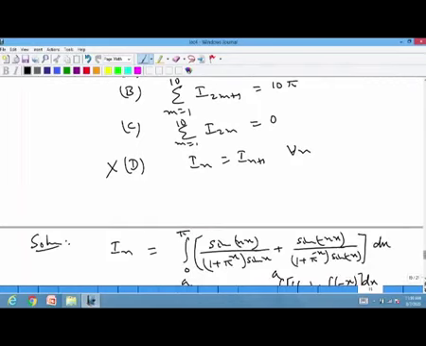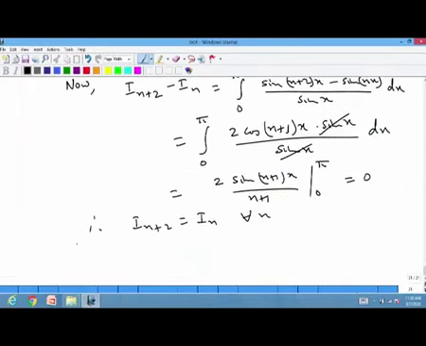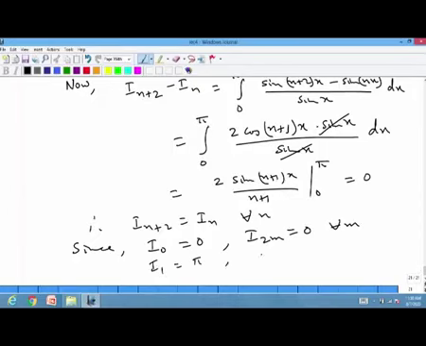Now, we also get B and C. So, since we have already seen that I_0 is 0, we have I_{2m} equal to 0 for all m, and I_1 is equal to pi. So, I_{2m+1} is equal to pi for all m.